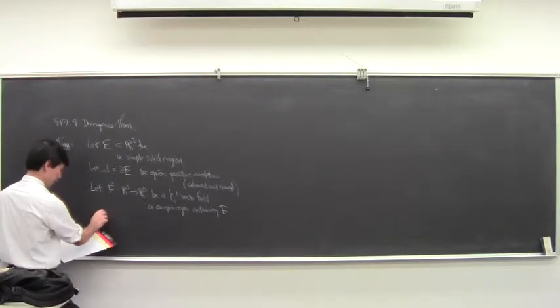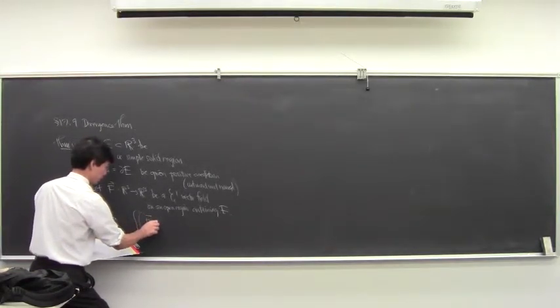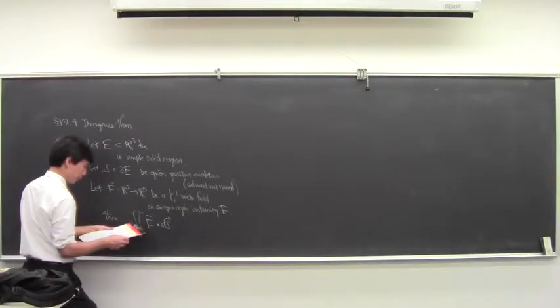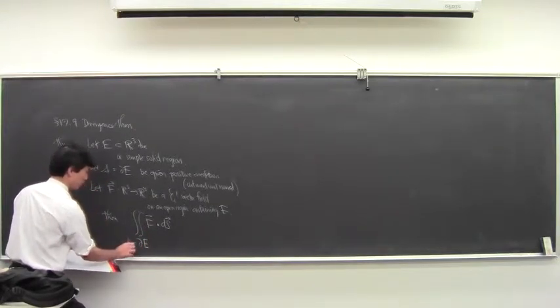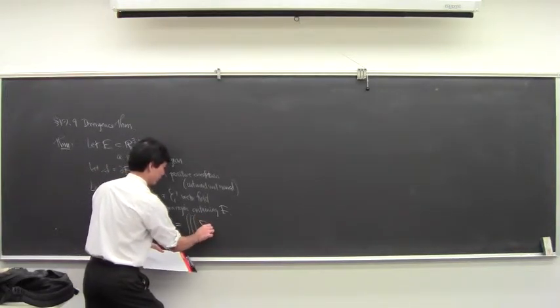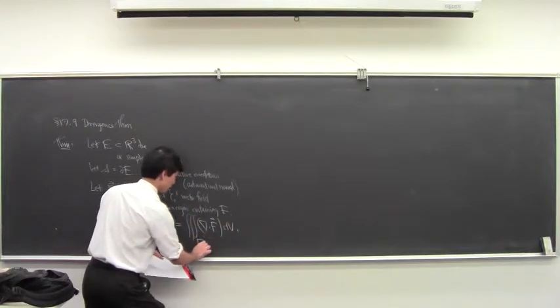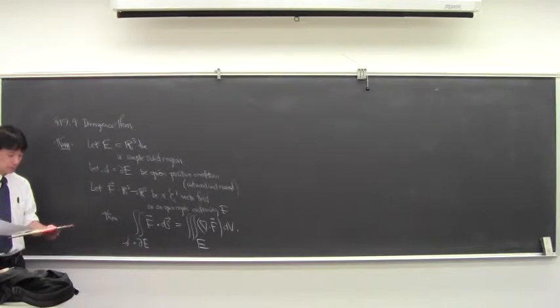And then the flux through the boundary surface equals the integral of the divergence on the solid. Okay. Right, so that's the statement.